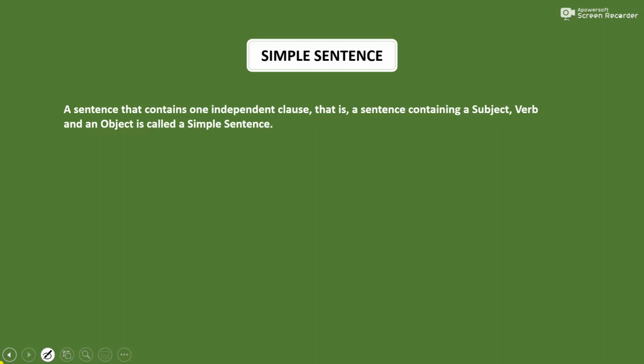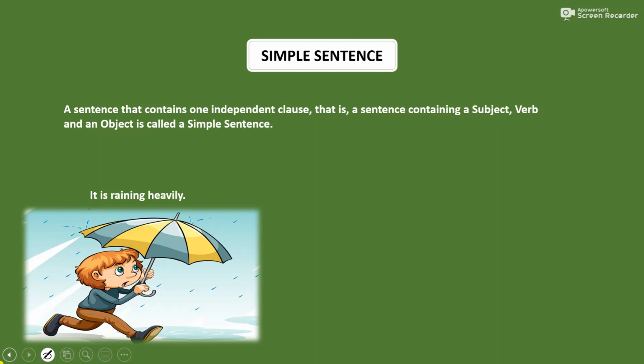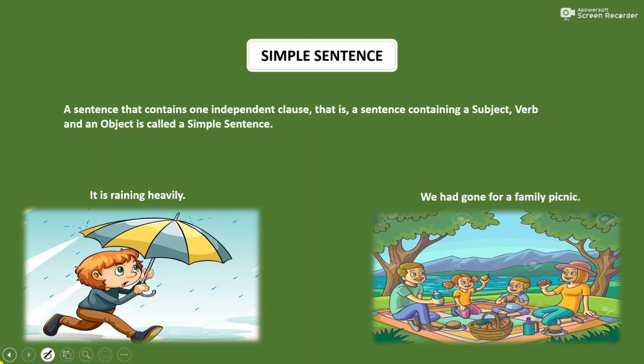So, to simplify this, we can say a sentence which has no conjunction and it can stand alone on its own. A sentence which can give complete meaning by itself is called a simple sentence. So let us understand this with the help of examples. It is raining heavily. And the second is, we had gone for a family picnic.